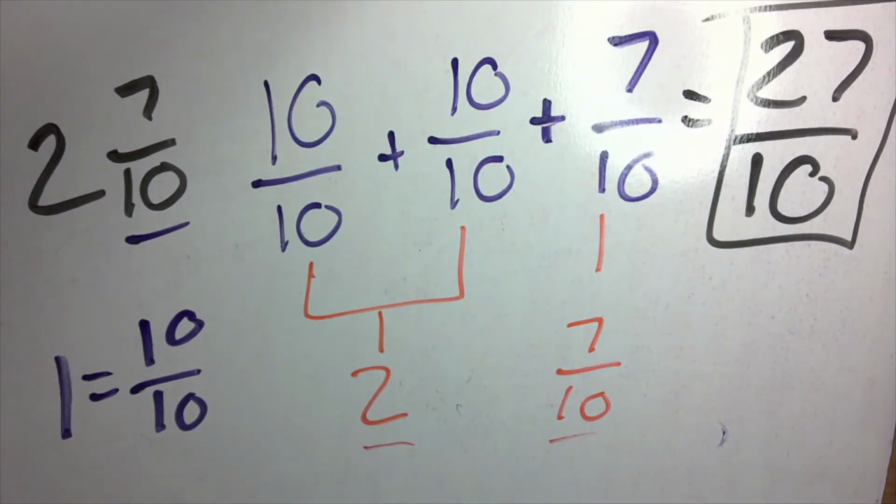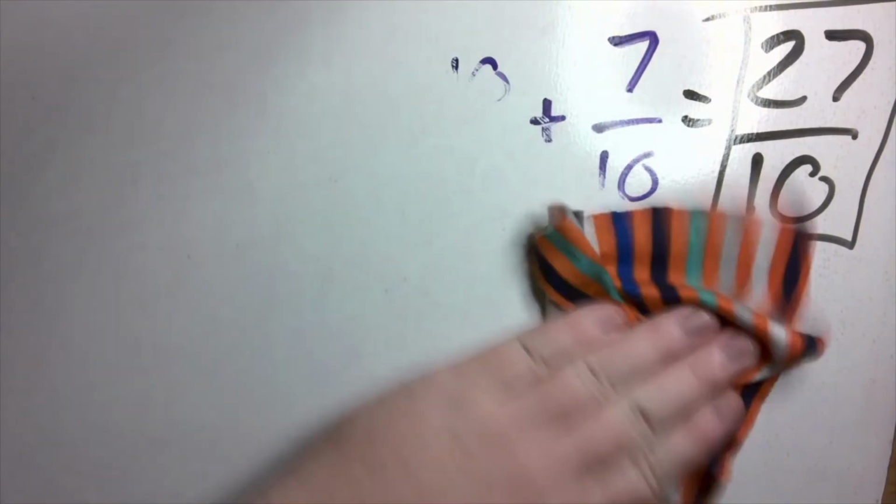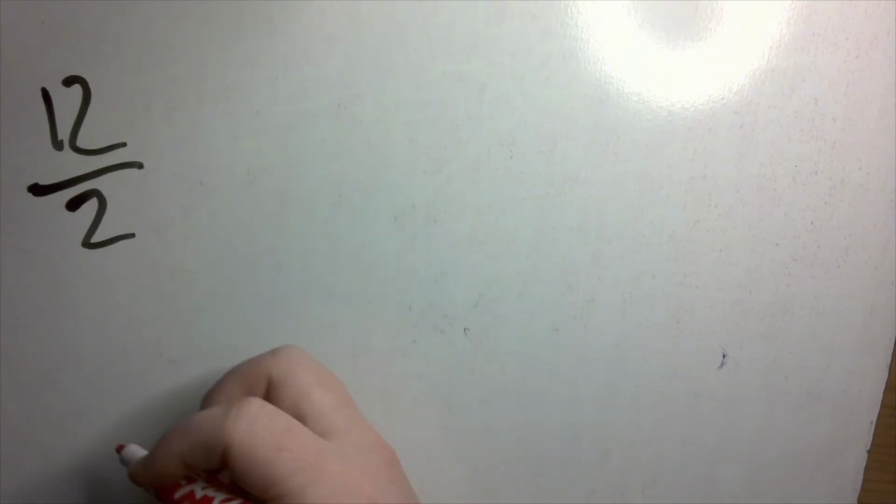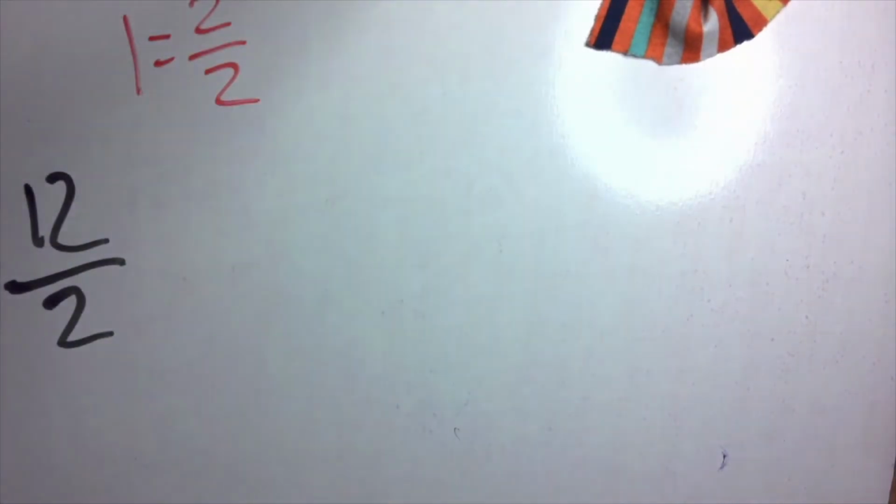Okay, moving on. Last one before you get to work on some by yourself. Let's try 12 halves. That is a pretty big number on that numerator compared to our denominator. However, let's not forget that 1 can equal 2/2.